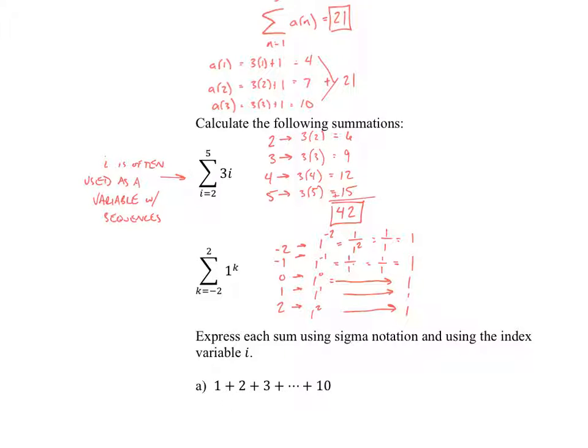Remember, 1 to any power is going to give you 1. So I'm going to add those all up, and I should get 5. That's a little practice in dealing with some negative exponents.